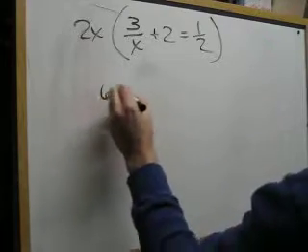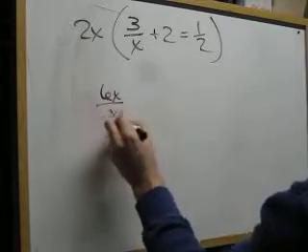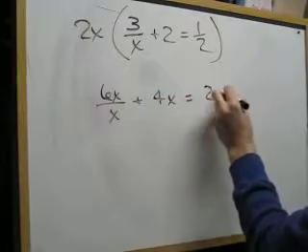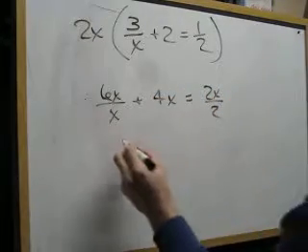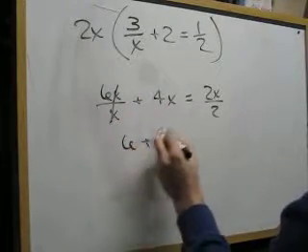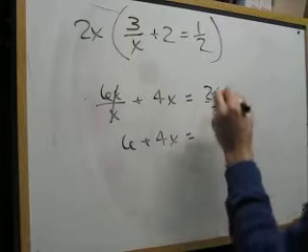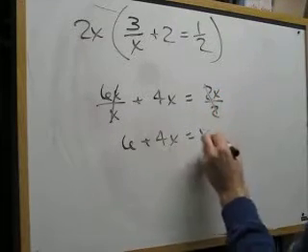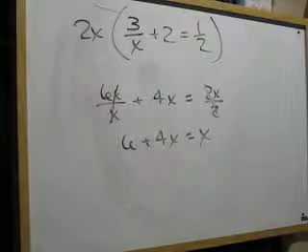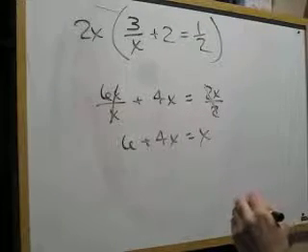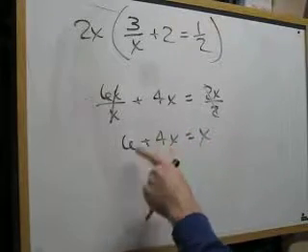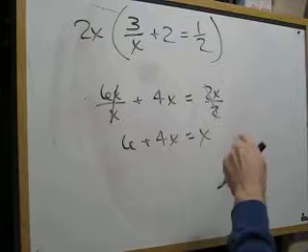And that gives me 6x. 2x times 3 is 6. Plus 2x times 2 is 4x equals 2x over 2. Which gives me, these cross out, don't they? X over x is 1. 6 plus 4x equals 2 over 2 is x. Alrighty. Well, let's figure out what to do here. We can move this x over here and move this 6 over here. We can do it any way we want.